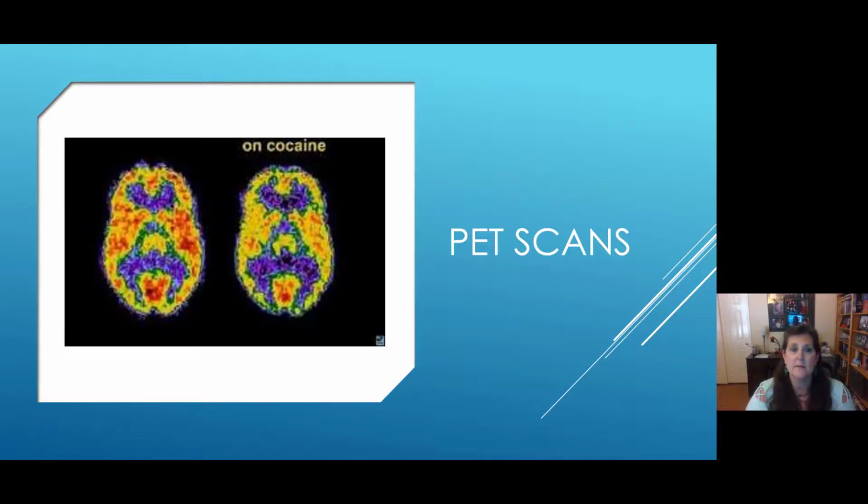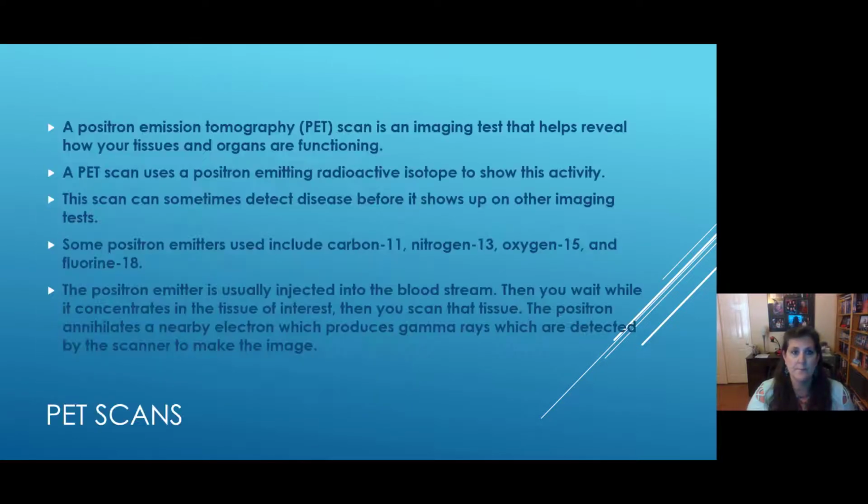Next is PET scans. So here we see a brain. On the left is a normal brain with lots of red. On the right side is a brain on cocaine, and we lose some of that red, which is brain function. So a PET scan is a positron emission tomography scan. It's an imaging test that reveals how your tissues and organs are functioning. A PET scan uses a positron-emitting radioactive isotope to show this activity. This scan can sometimes detect disease before it shows up on other images.